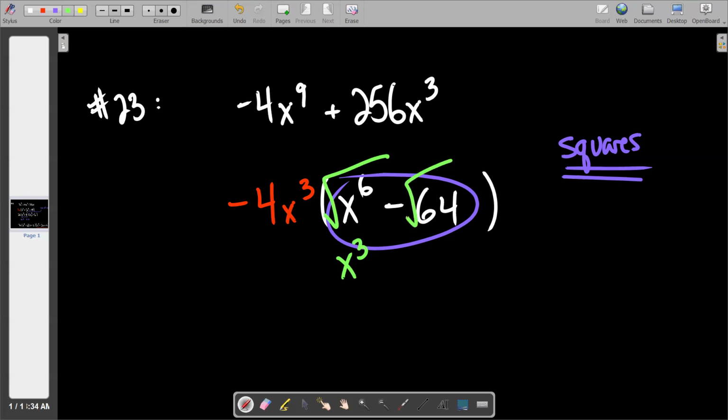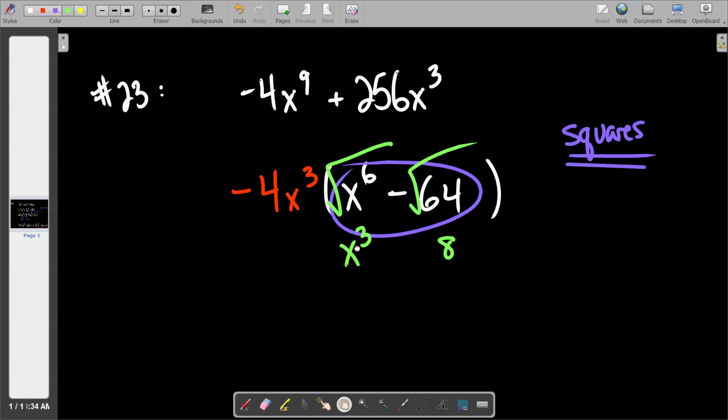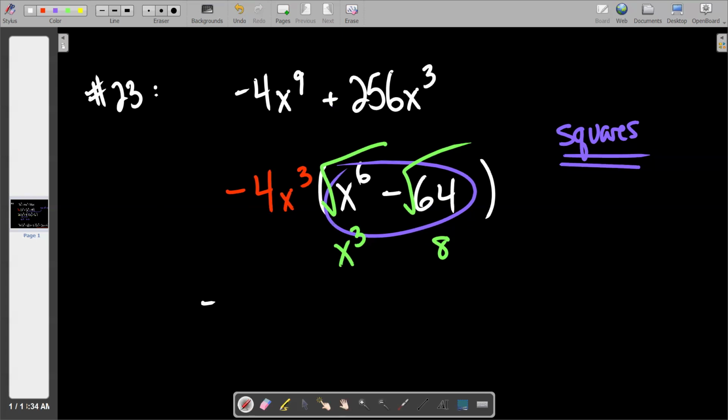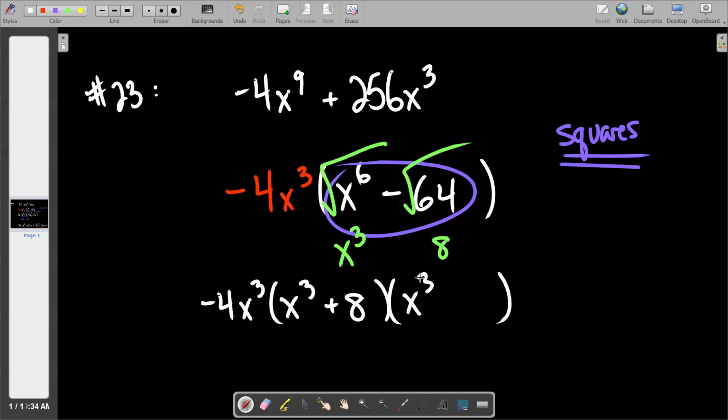Correct. And what's the square root of 64? Good. And you'll see in a second why I'm bossy about this. When you see what it creates, you'll see how easy it is to get all the goods out. So we're going to bring down our GCF of negative 4x to the 3rd. And then we're going to build just a simple difference of squares, x cubed plus 8, x cubed minus 8. Remember, difference of squares is just square root plus square root minus square root. Are you with me so far?